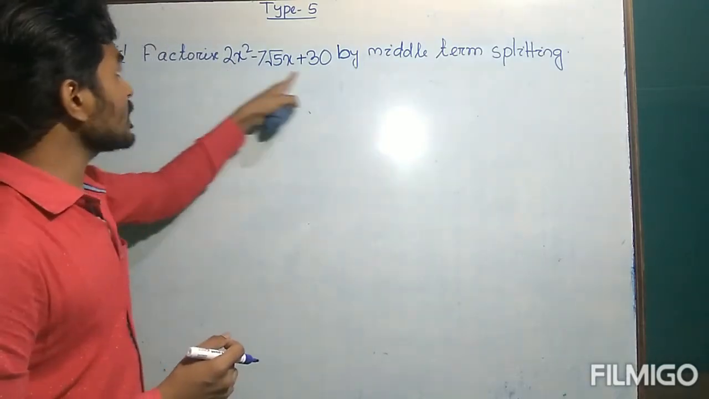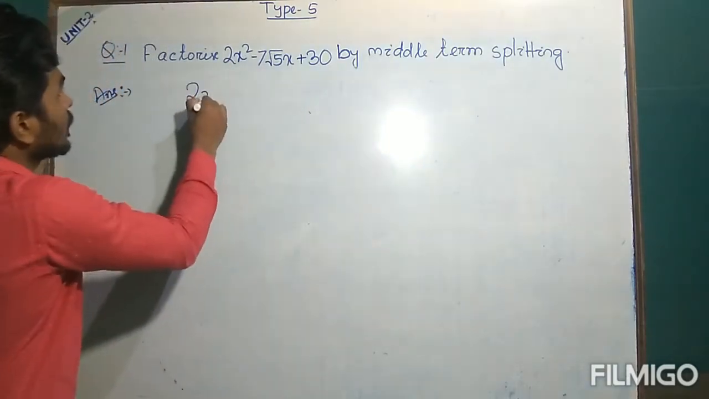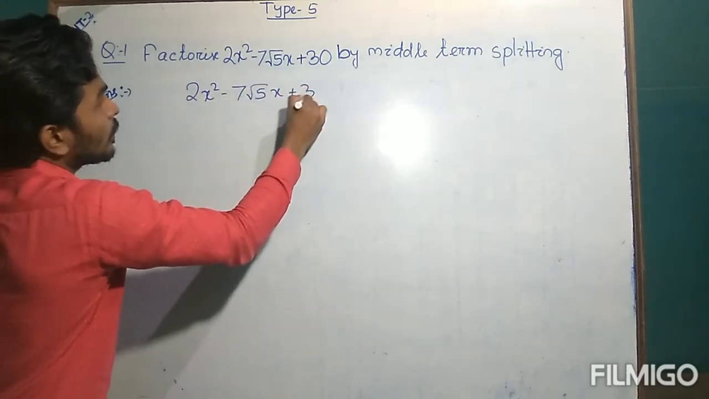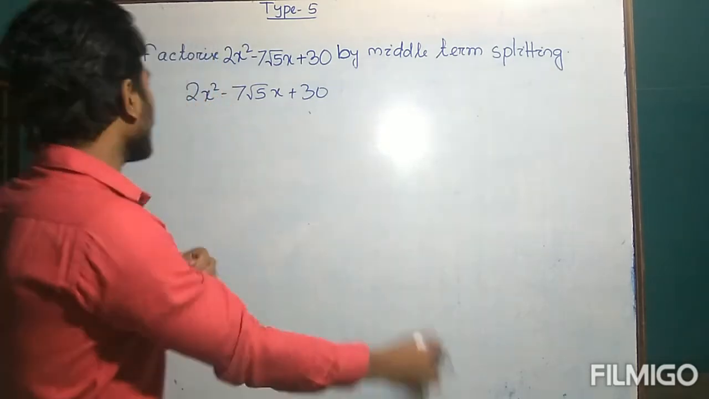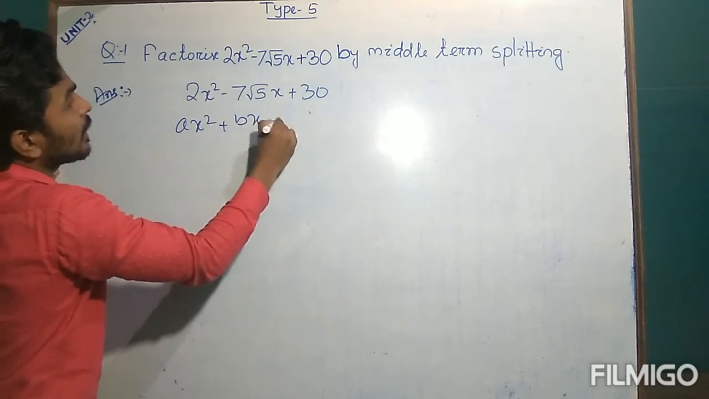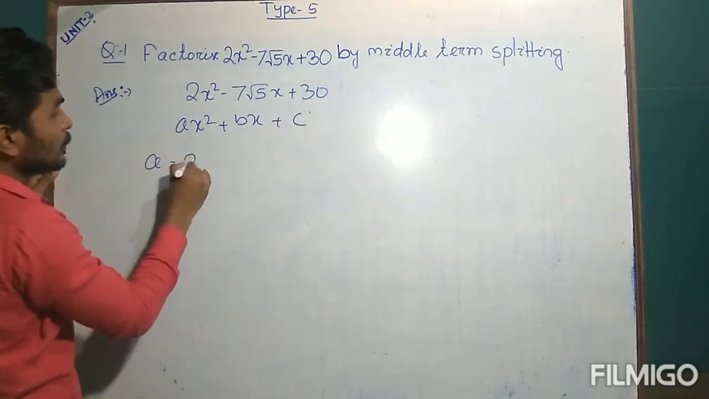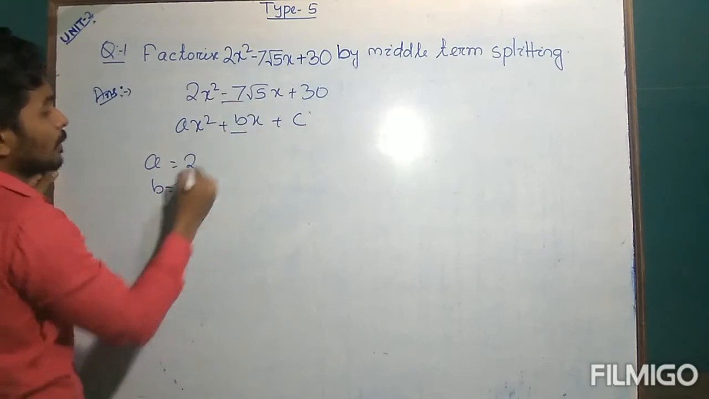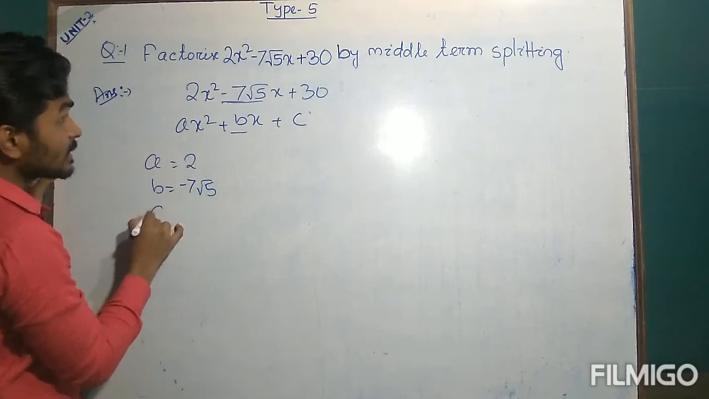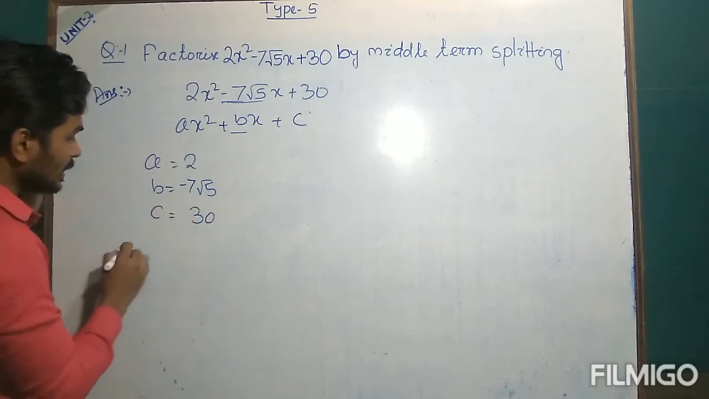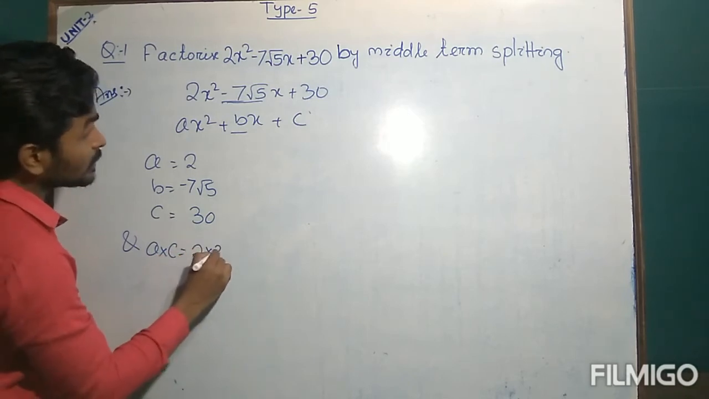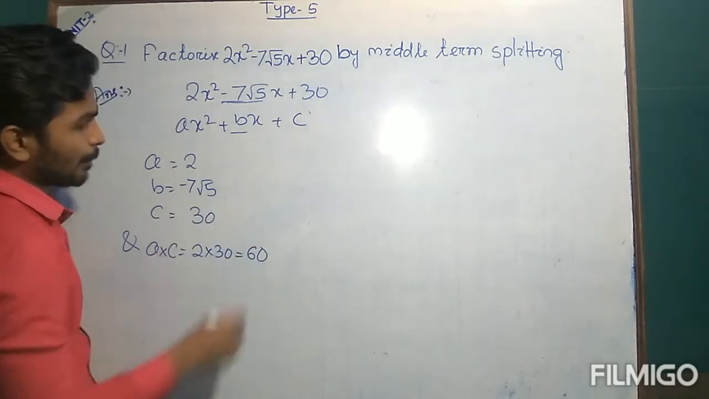Here we have to factorize this quadratic polynomial, where the middle term is an irrational number, by the middle term splitting method. So we have to first compare it with the general quadratic polynomial where a is equal to 2, b is equal to minus 7 root 5, and c is equal to 30, as well as a into c is 2 into 30, that is 60.